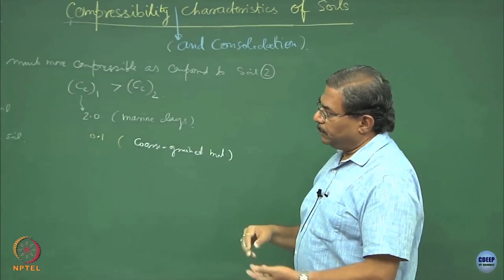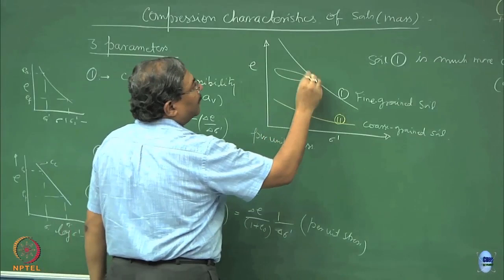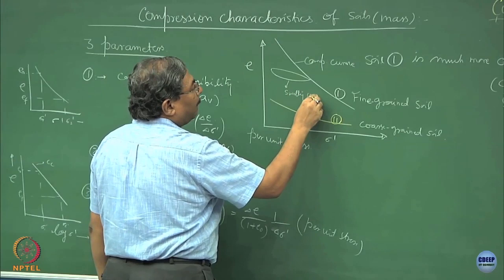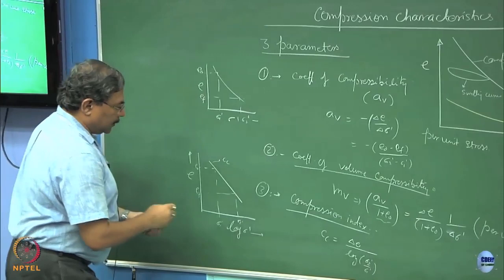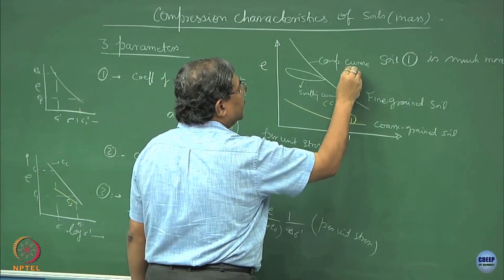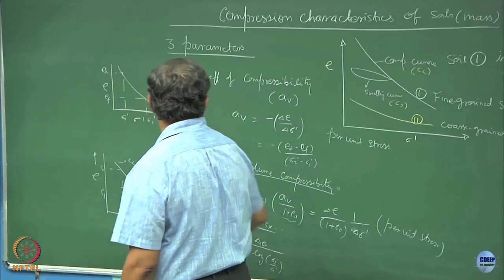On the same graph, if I plot, so this, if you remember, was the compression curve, and this is the swelling curve. So, here if I plot the swelling curve, this is how the swelling curve will look like, and the slope of this will be C_s. This is C_c. C_s and C_c can be utilized to characterize the soils.